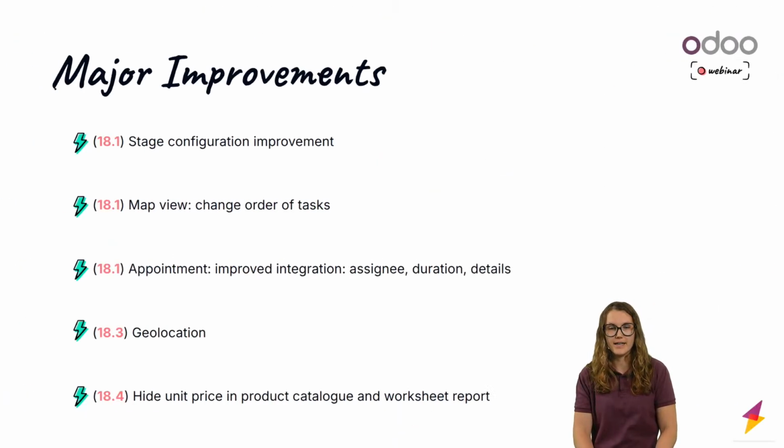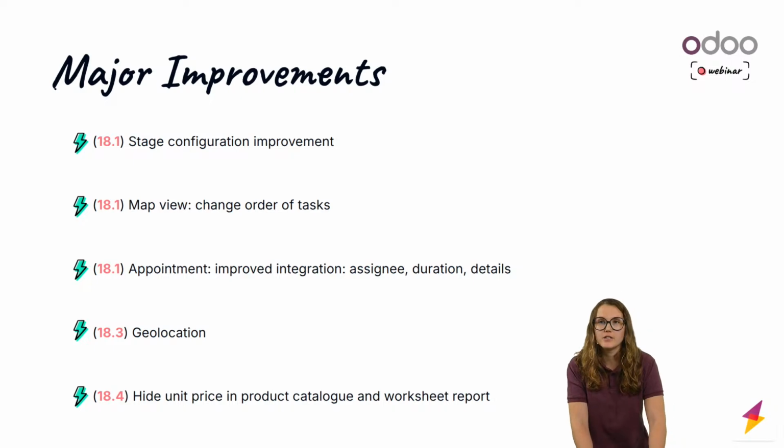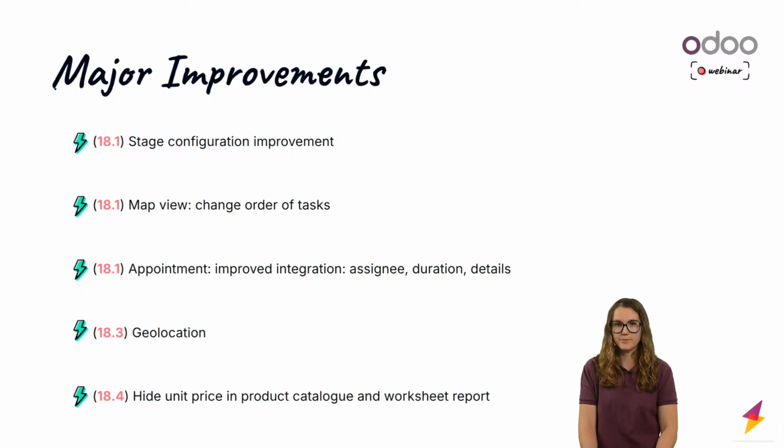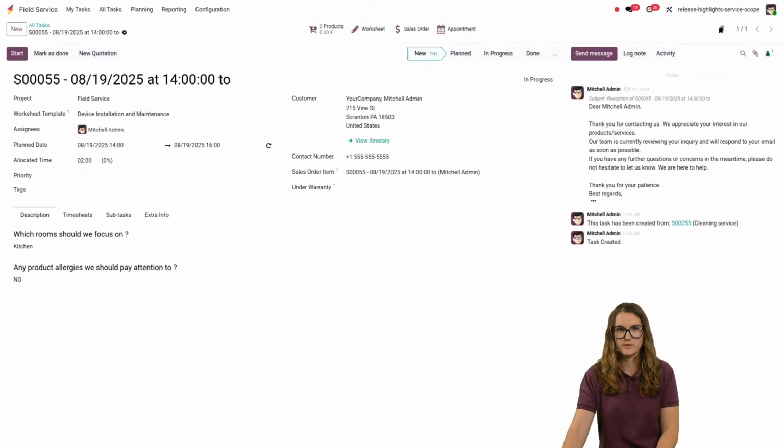Regarding the next new feature, from 18.3 we now have a geolocation feature. Basically, this needs to be activated in the settings of the project. What it will do is that at the start and at the stop of the timer, you will have a log note in the chatter with some GPS coordinates. So let me show you this.